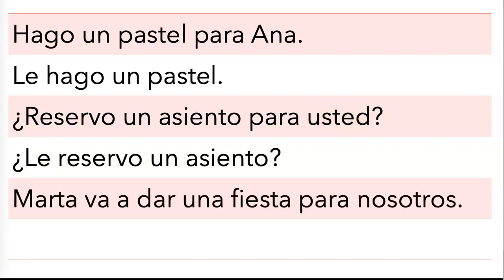Marta va a dar una fiesta para nosotros. Go ahead and translate this.